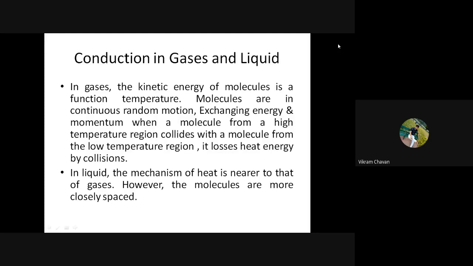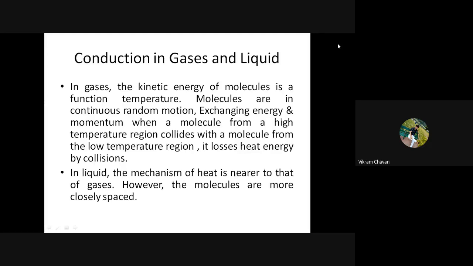As we know, the kinetic energy of a molecule is a function of temperature. As the temperature increases, the conduction in gases will also increase, because the random movement of molecules also increases with increasing temperature, and more molecules collide with each other.